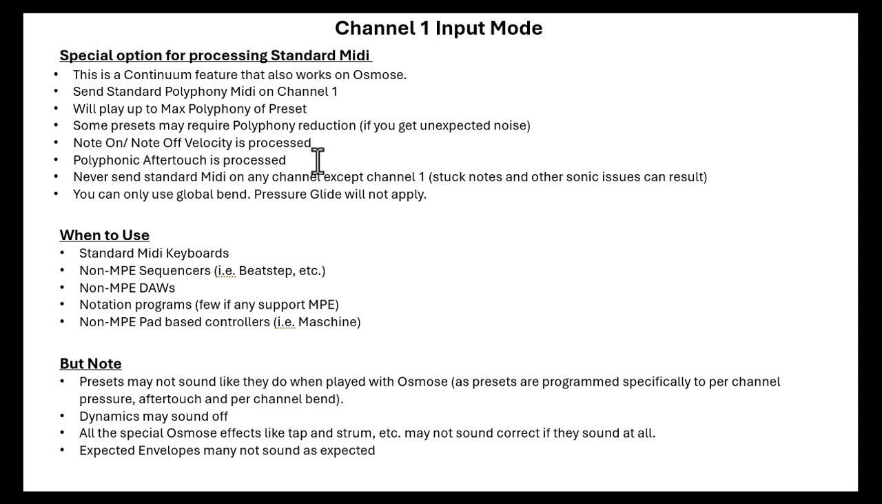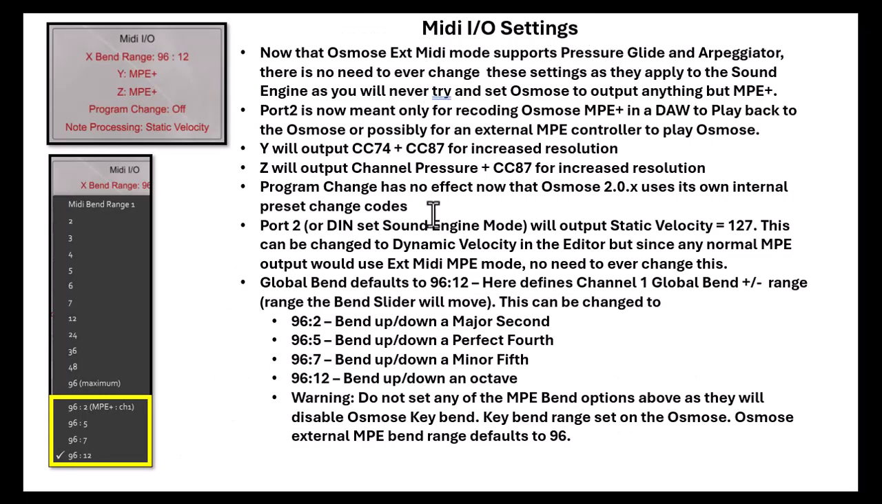Of course, if you have an Osmose, you already have the MPE keyboard you need, and you can still use the global bend on channel 1. Well, there's MIDI I/O settings in the editor. Don't change your MIDI I/O settings for anything except this X bend range. What this is setting is your maximum global bend range, and that defaults to 12. So when you use that global pitch bend slider, that will by default bend up an octave and down an octave, but you can set that for less.